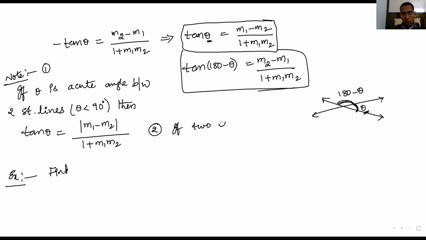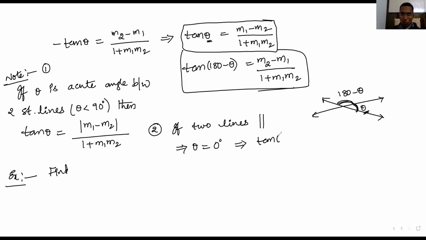Two lines parallel, we already discussed this. If two lines are parallel, then what is theta? That implies theta equals 0 degrees. The angle between them is considered to be 0 degrees. If theta is 0 degrees, what will happen now?